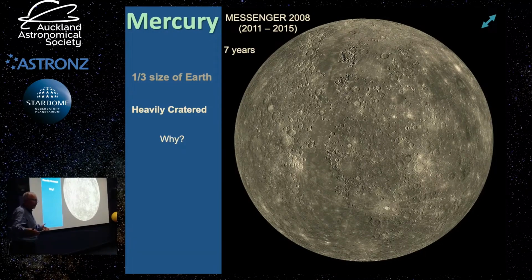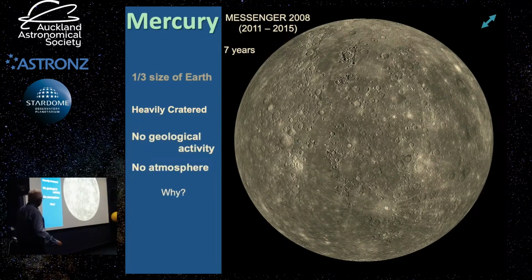Why is it heavily cratered? Burn the atmosphere. Yeah. No, two reasons why. No geological activity. So no heat from within, no internal heat coming up, driving volcanoes or tectonic plates and stuff, because normally it's all that sort of activity that covers the surface. It's a very old surface.